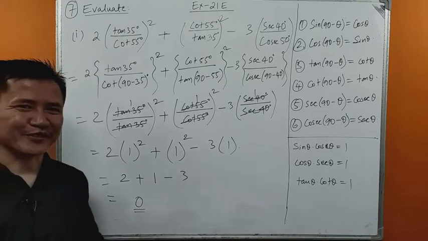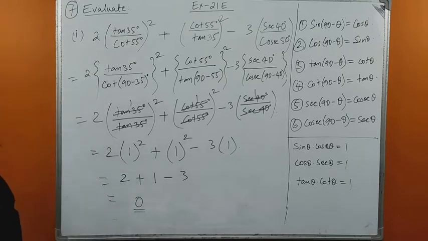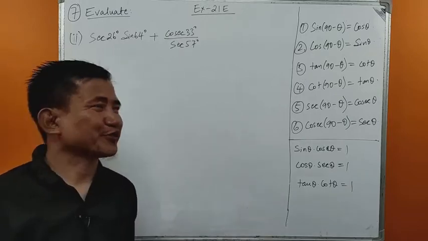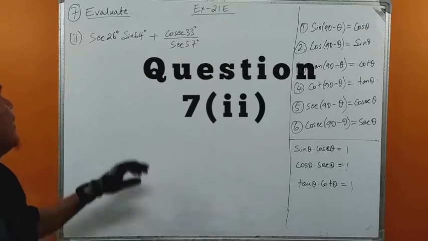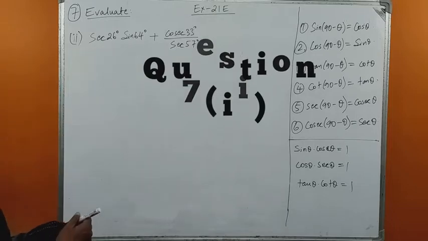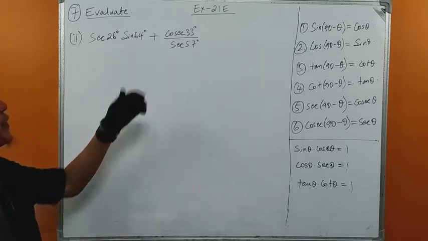So the value of this expression is 0. Okay, so I hope you got this. Now let's move on to the next question. Now let us do question number 2 of 7 from exercise 21E. We have this question, so we are asked to find the value of this expression.